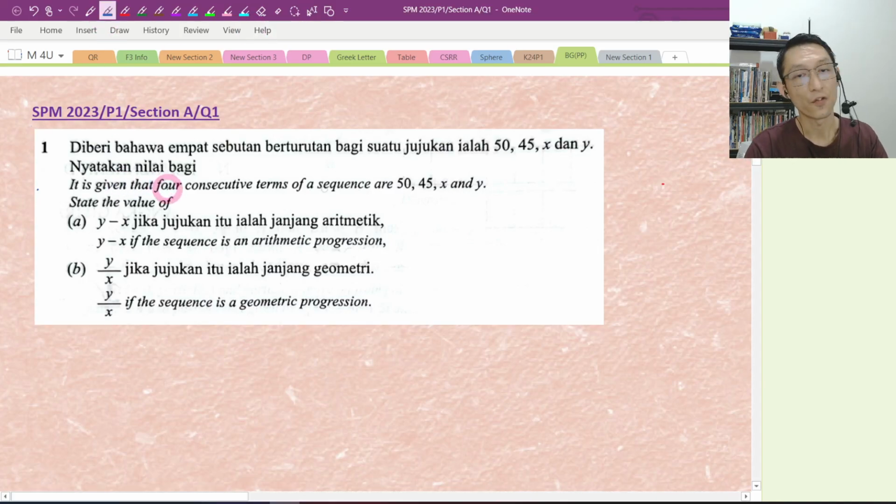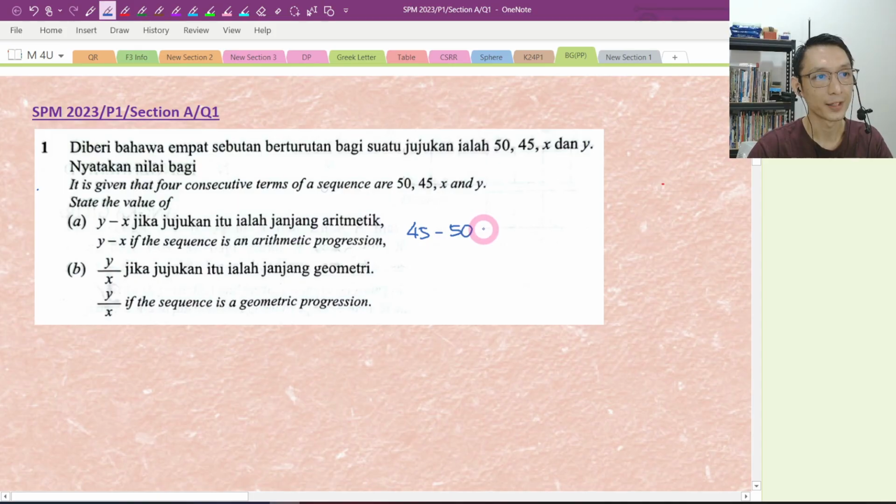Given that 4 consecutive terms of a sequence are 50, 45, x, and y, we want to state the value of y minus x if the sequence is an arithmetic progression. For an arithmetic progression, we have a common difference. So we know that 45 minus 50 is equal to y minus x, which is the common difference. So y minus x is equal to -5.